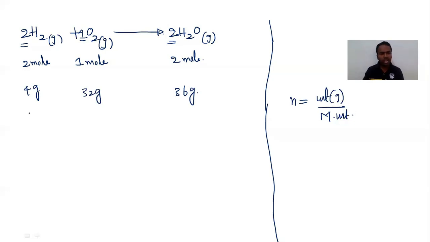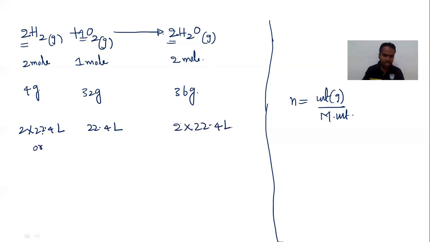Next, moles to volume. 1 mole of any gas at STP occupies 22.4 liters. Here 2 moles, how much? 2 into 22.4 liters. 1 mole is 22.4 liters. Then 2 moles, because here water is not in the liquid state, this is the gaseous state, so 2 into 22.4 liters.